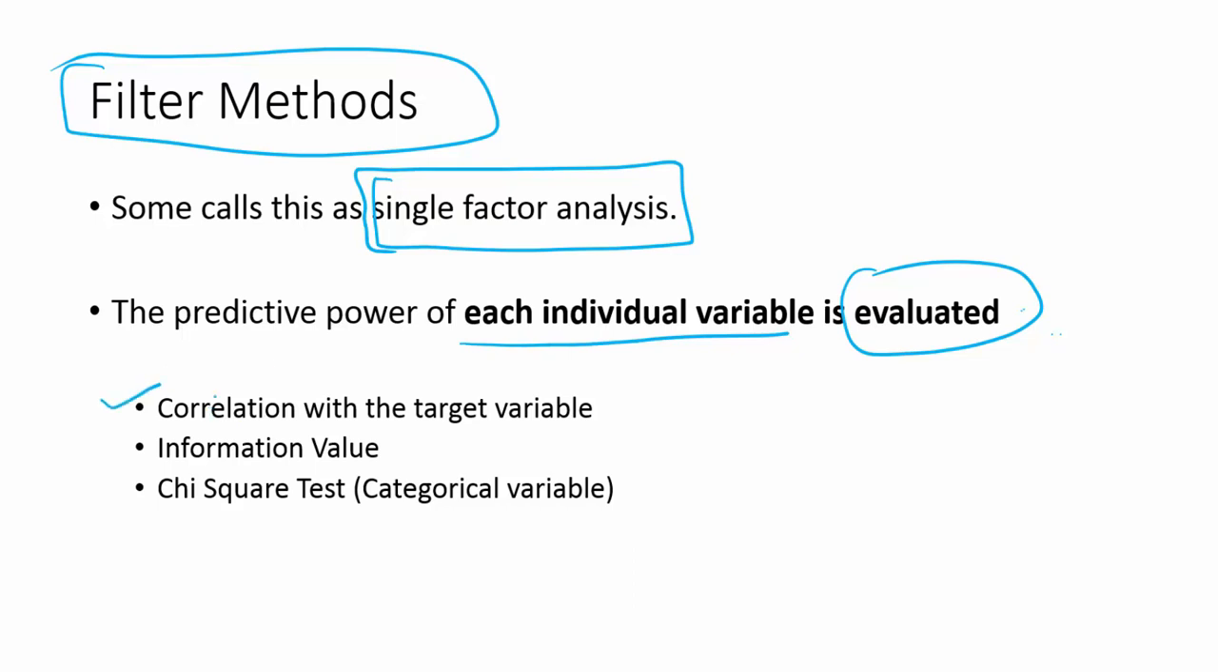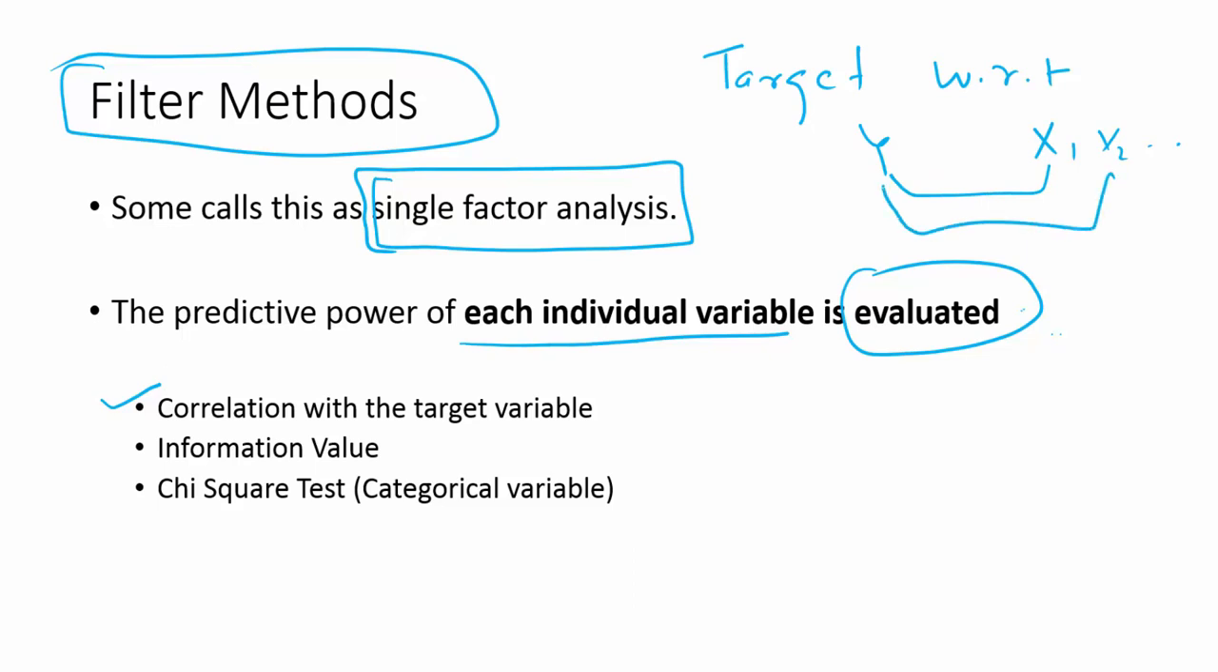Correlation: we find the correlation between the target variable and the predictors or the features, the x variables, whether it's x1, x2, and so on. We have y as the target variable. So we find the correlation of x1 with y, x2 with y, x3 with y, and so on. The feature that has the highest correlation with y is the best feature.